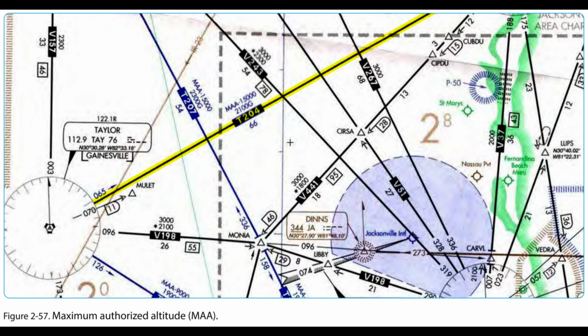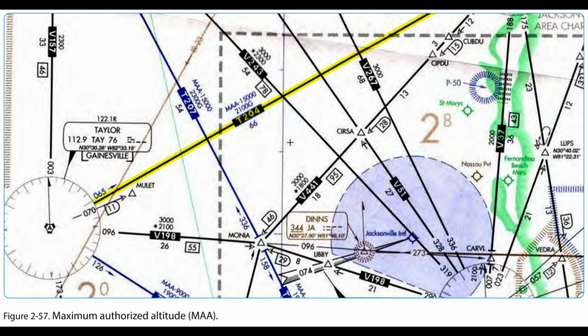Figure 2, 57. It is the highest altitude on a federal airway, jet route, RNAV low or high route, or other direct route for which an MEA is designated at which adequate reception of navigation signals is assured. MAAs represent procedural limits determined by technical limitations or other factors, such as limited airspace or frequency interference of ground-based facilities.